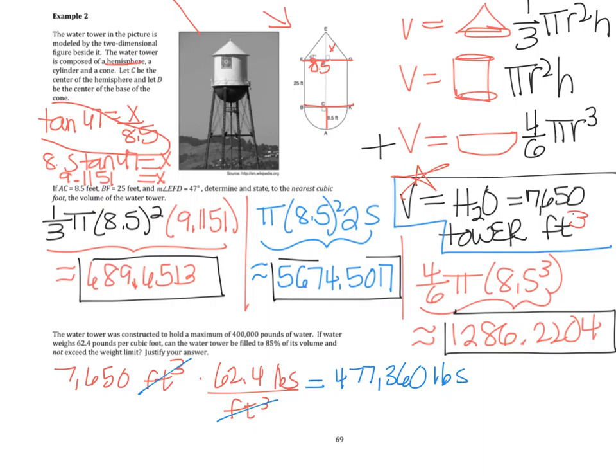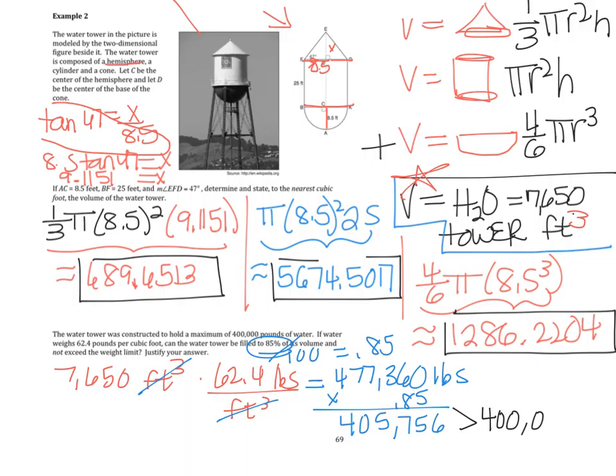So now the next part is, can the water tower be filled to 85% of its volume? If I take that and divide by 100%, I'm going to get 0.85. I'm going to multiply that by this number, in which case I get a result of 405,756 pounds. So the answer is no, because we have a value that's greater than 400,000, so it does exceed the limit.